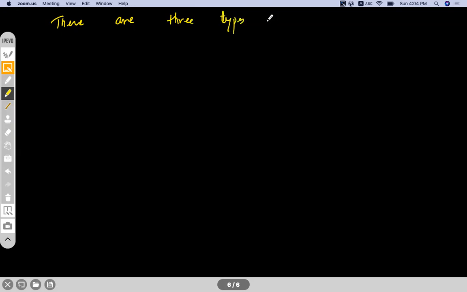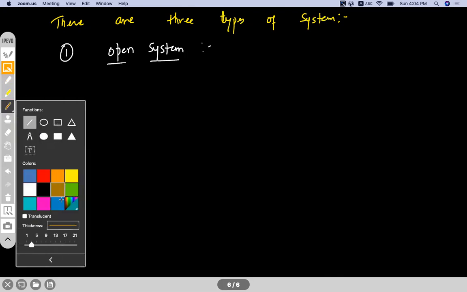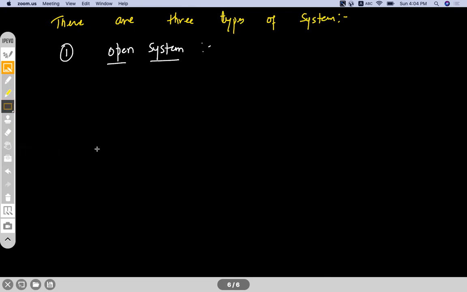Three types of system. The first one is open system. Open system is what? Suppose we have a container. Open container, simply. We have an open container in which some gaseous molecules are.